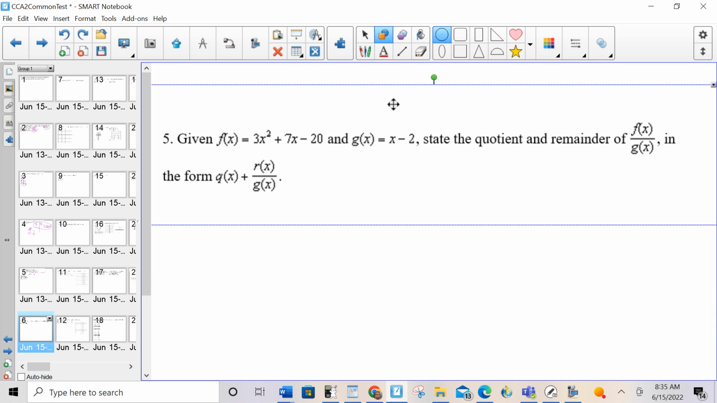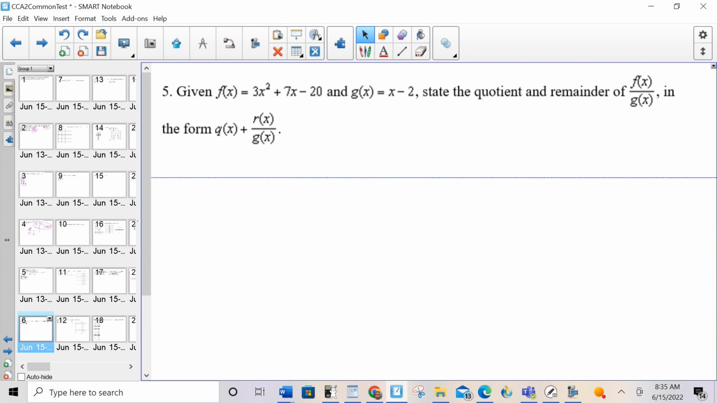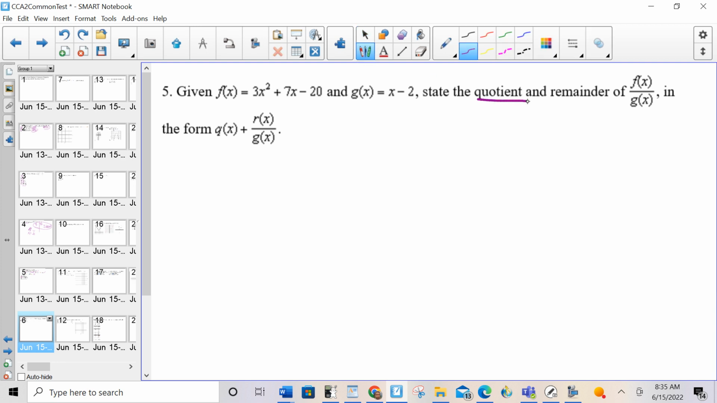Why would I want a circle? Come on, circle, get out of there. All right, it's asking for the quotient. Well, quotient means to divide. There are two methods for division. There's synthetic division and there's long division.